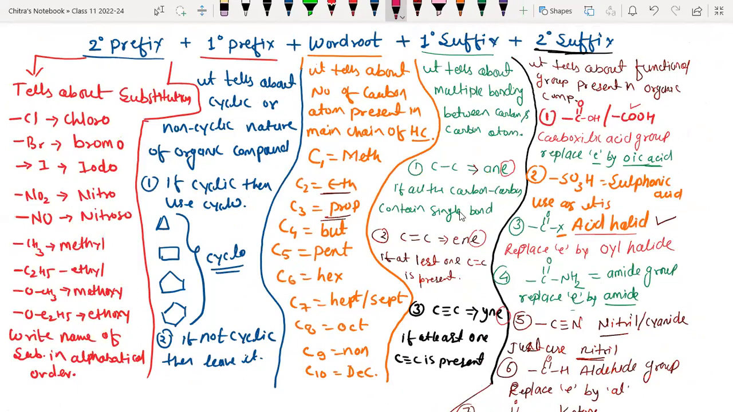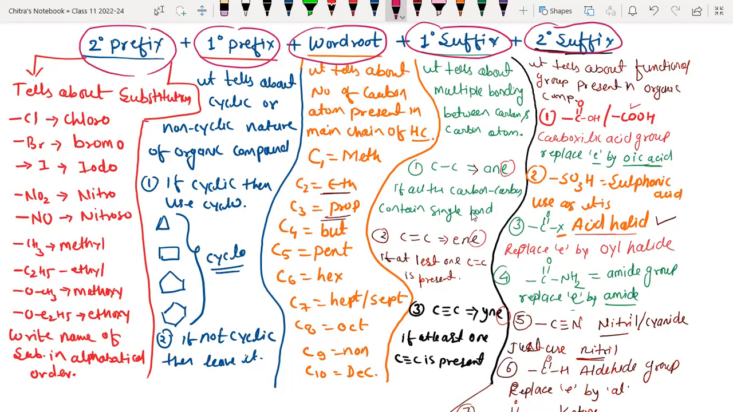Okay, so this chart is very important. We started IUPAC nomenclature from here only. So these things are very important. You have to use them one by one properly: secondary prefix, primary prefix, word root, primary suffix. And in the last, you have to use the secondary suffix. And what is prefix, suffix? I have given you all the information in this chart. If you want, you can take a screenshot one more time.